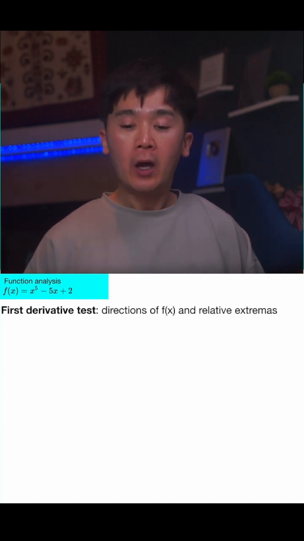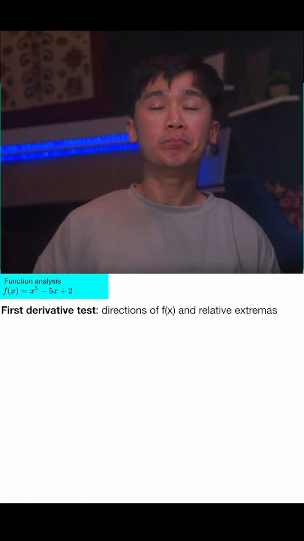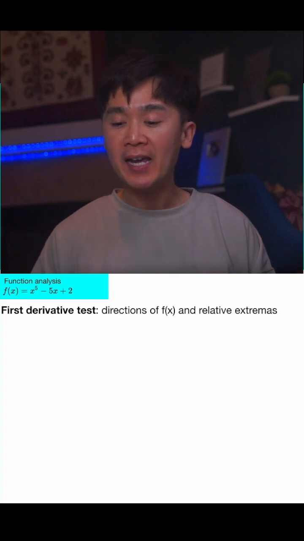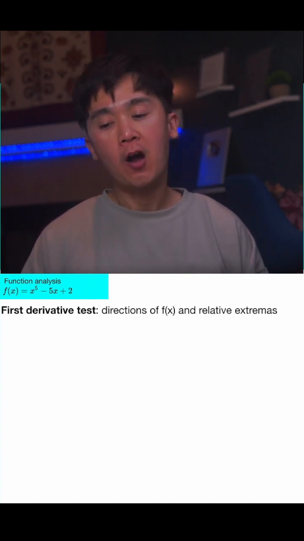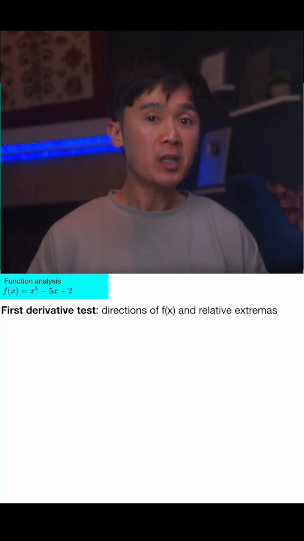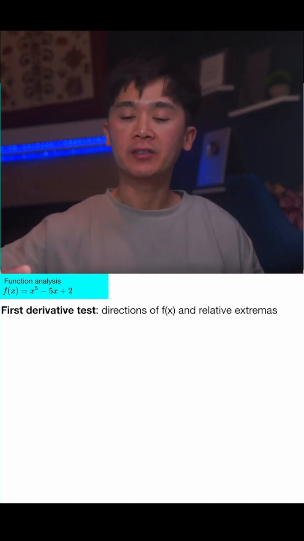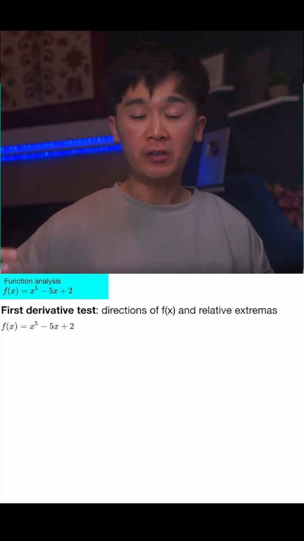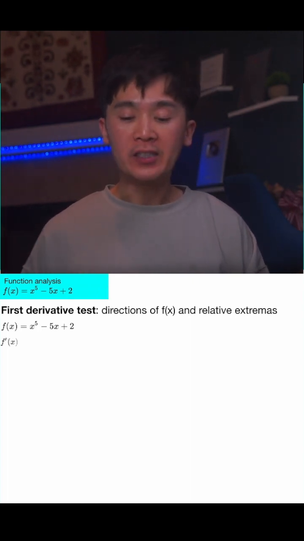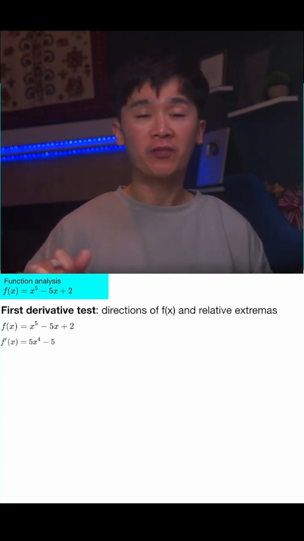So here we have f of x, and we're going to be performing the first derivative test, which is going to tell us the direction of f of x and also where the relative extrema of our function are. Given f of x equals x to the fifth minus 5x plus 2, the first derivative using the power rule is going to be 5x to the fourth minus 5.